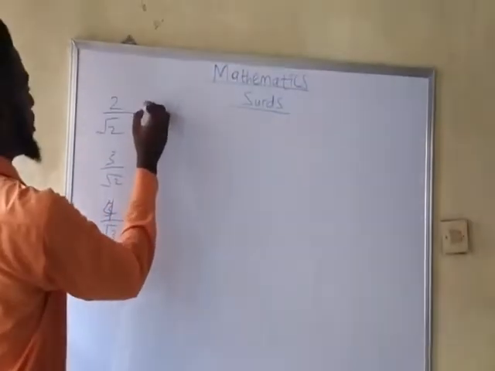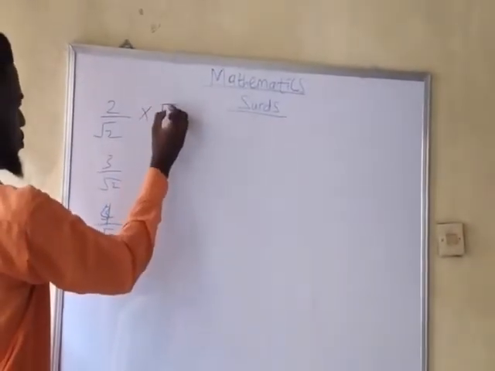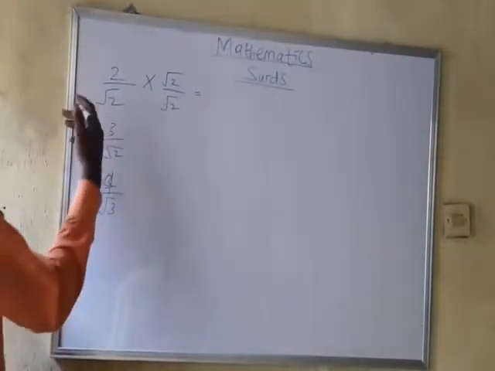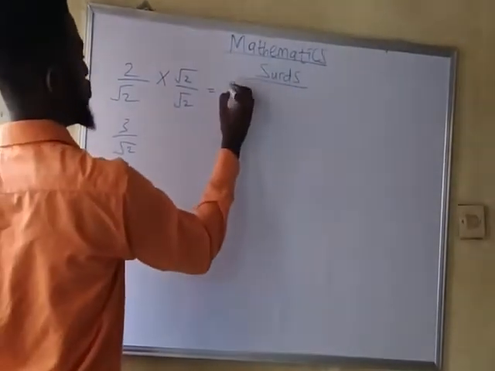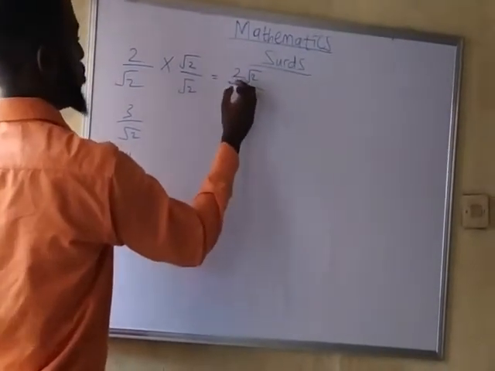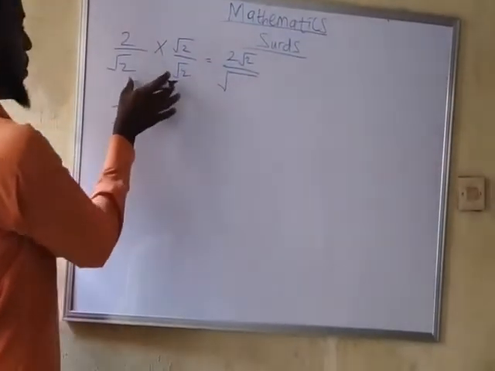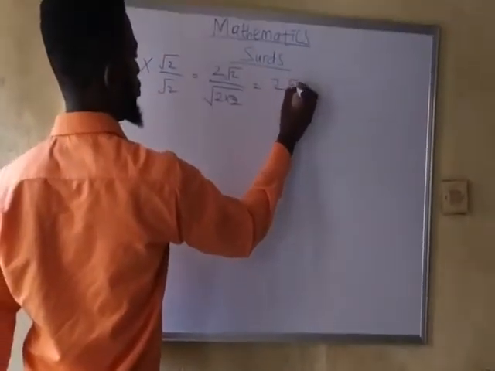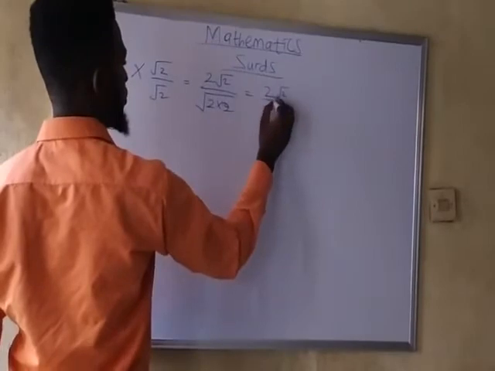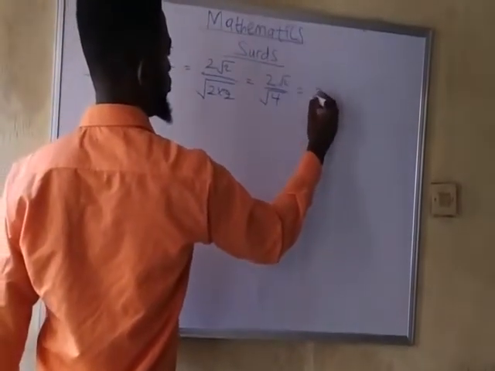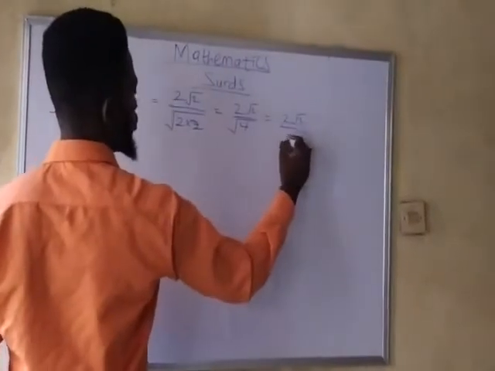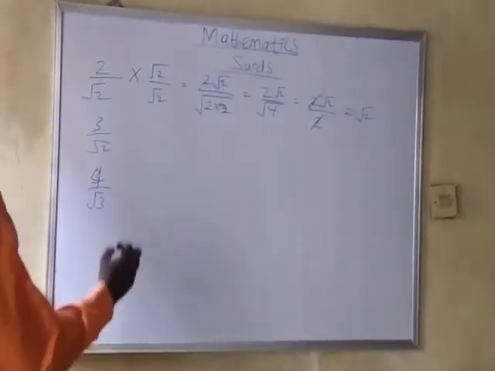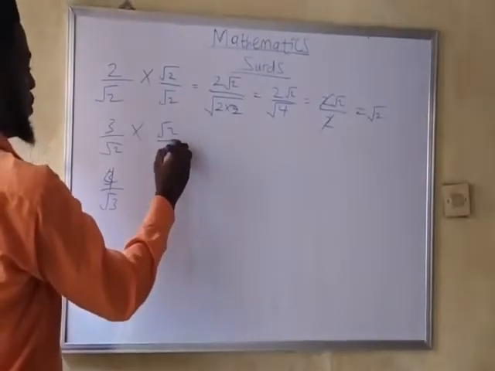So we multiply by root 2 over root 2. If you multiply root 2 by root 2, this cancels and becomes 1, so it's like you're multiplying by 1. And so you're going to have 2 root 2 over root 2 times root 2. Remember, when we are multiplying this and this, that's 2 times 2, which makes it 2 root 2 over root 4, thereby saying 2 root 2 over 2. The 2s cancel, and the answer makes it root 2.